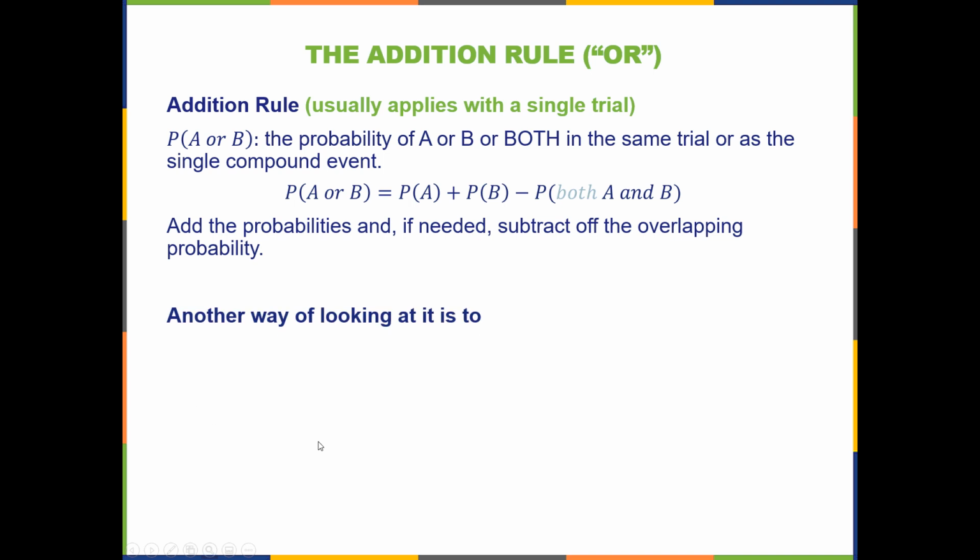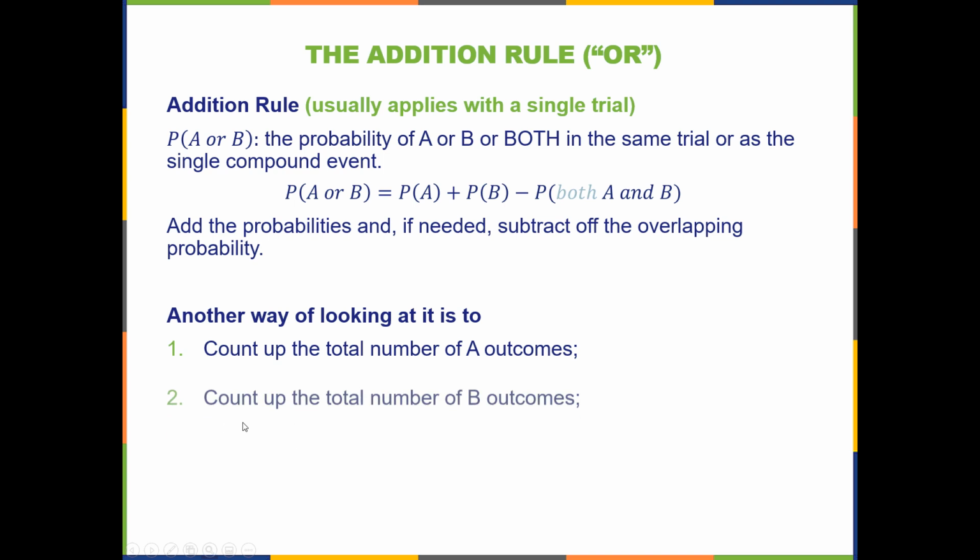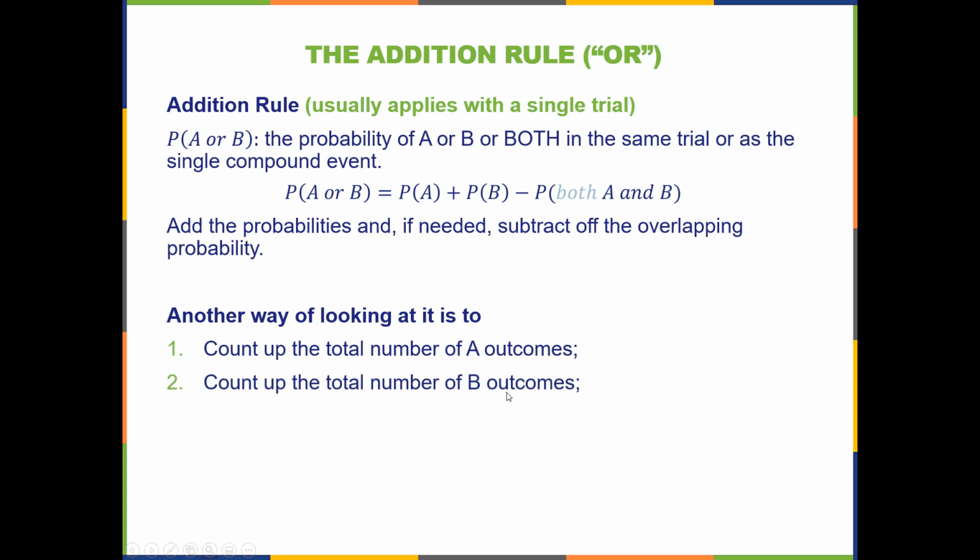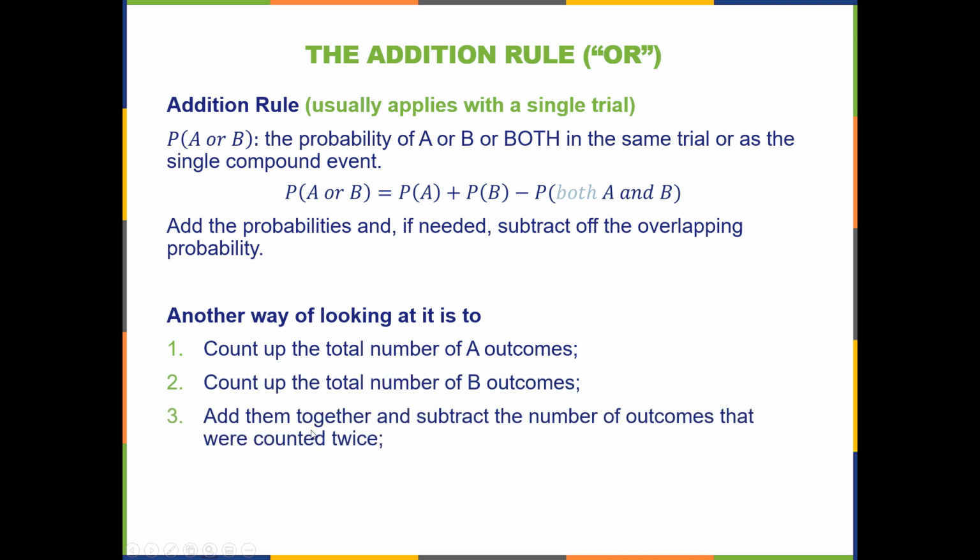Another way of looking at this is to count up the total number of A outcomes, count up the total number of B outcomes, add them together and subtract the number of outcomes that were counted twice, and divide that total by the total number of possible outcomes.